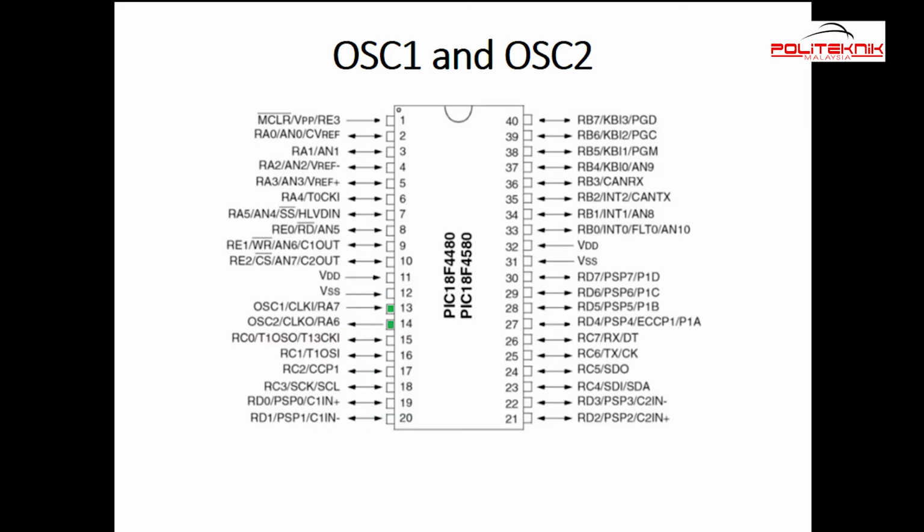PIC18 has many options for a clock source. Most often, a quartz crystal oscillator is connected to oscillator 1 and oscillator 2 pins input. This quartz crystal oscillator must also be connected to 2 capacitors. Note that PIC18 microcontrollers can have speed of 0 Hz up to 40 MHz.